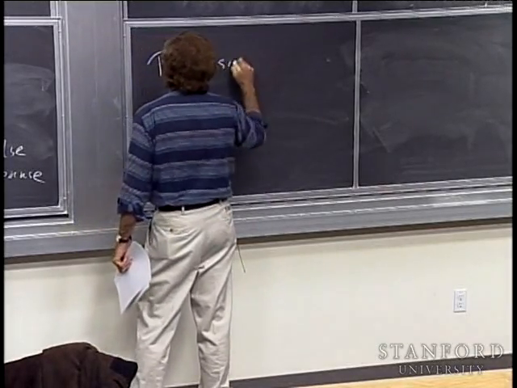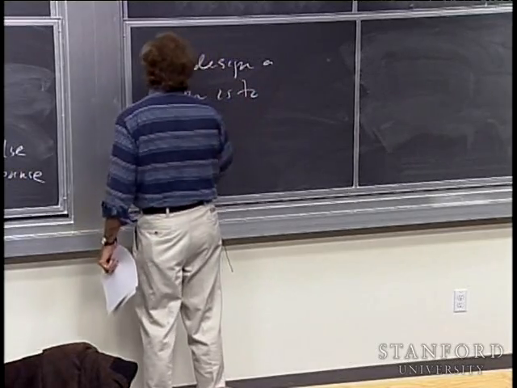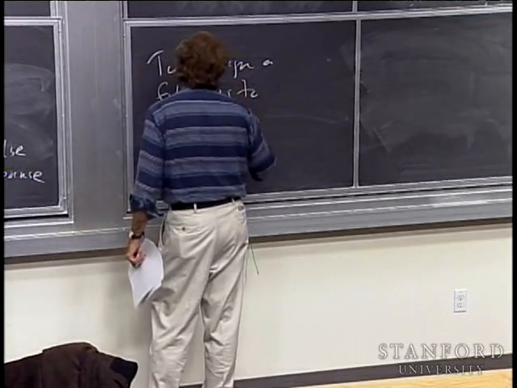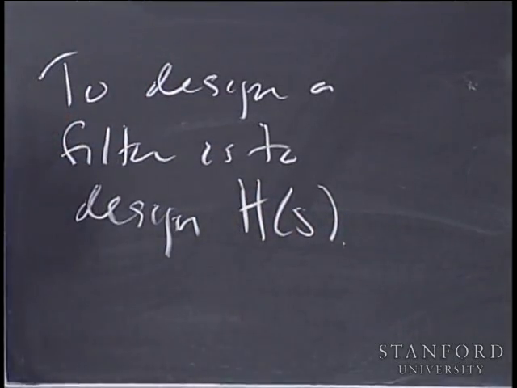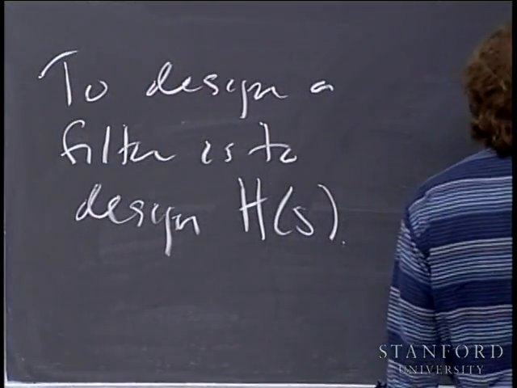And it's an art as much as it is a science. So to design a filter is to design H, the transfer function. All right, and then let nature take its course. Multiply in the frequency domain, convolve in the time domain. So for example, the low-pass filter is a very simple cutoff.